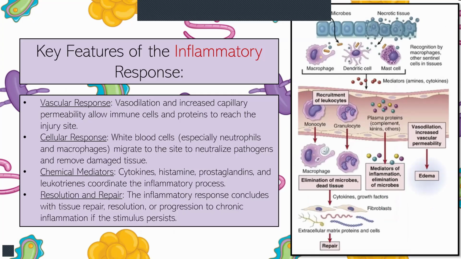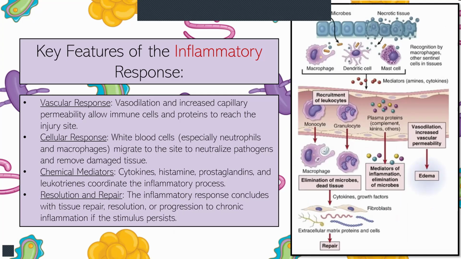Key features of the inflammatory response are the vascular response, where vasodilation and increased capillary permeability allow immune cells and proteins to reach the injury site. In the cellular response, white blood cells, especially neutrophils and macrophages, migrate to the site to neutralize pathogens and remove damaged tissue.